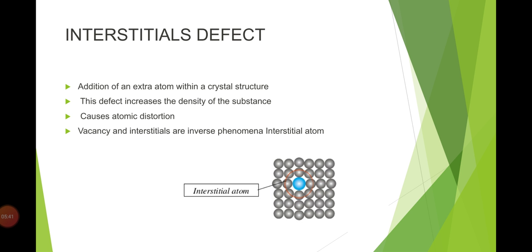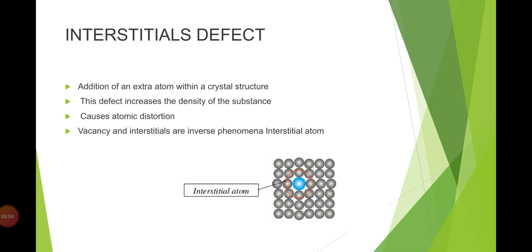Now the second one is the interstitial defect, the addition of an extra atom within a crystal structure. This defect increases the density of the substance and causes atomic distortion. We can see an interstitial atom, the inverse phenomenon. Actually in an interstitial defect, there is an addition of an extra atom.